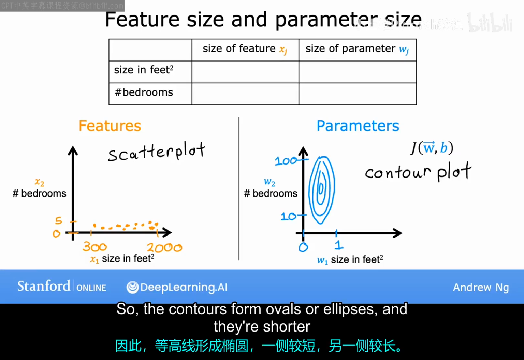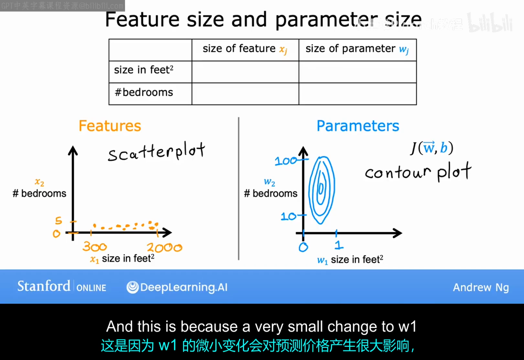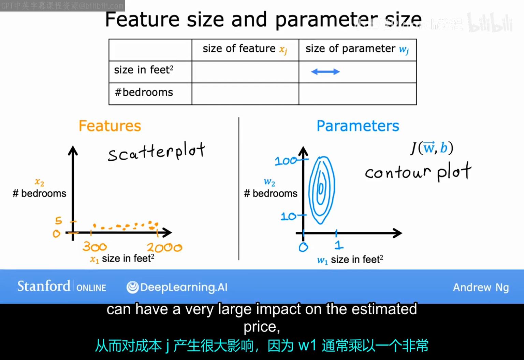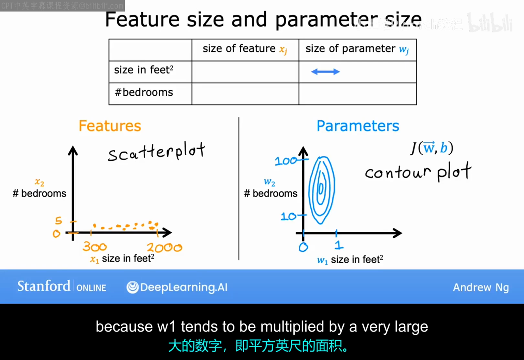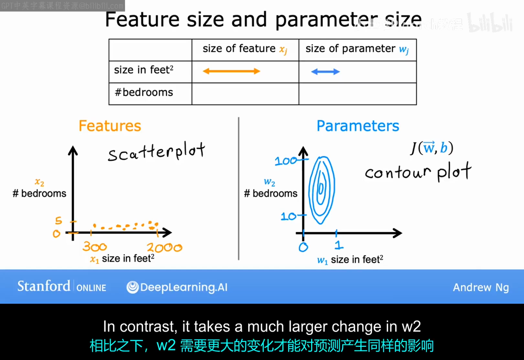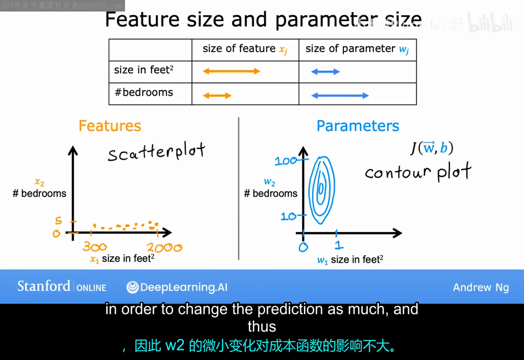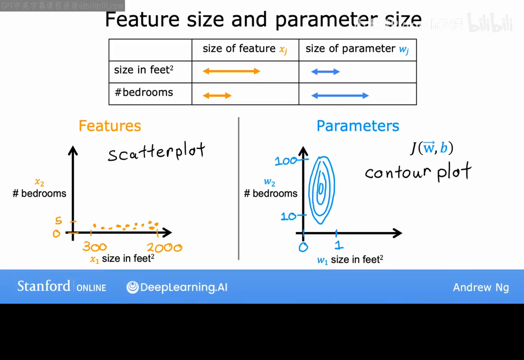So the contours form ovals or ellipses, and they're short on one side and longer on the other. And this is because a very small change to W1 can have a very large impact on the estimated price, and thus a very large impact on the cost J, because W1 tends to be multiplied by a very large number, the size in square feet. In contrast, it takes a much larger change in W2 in order to change the predictions much, and thus small changes to W2 don't change the cost function nearly as much.